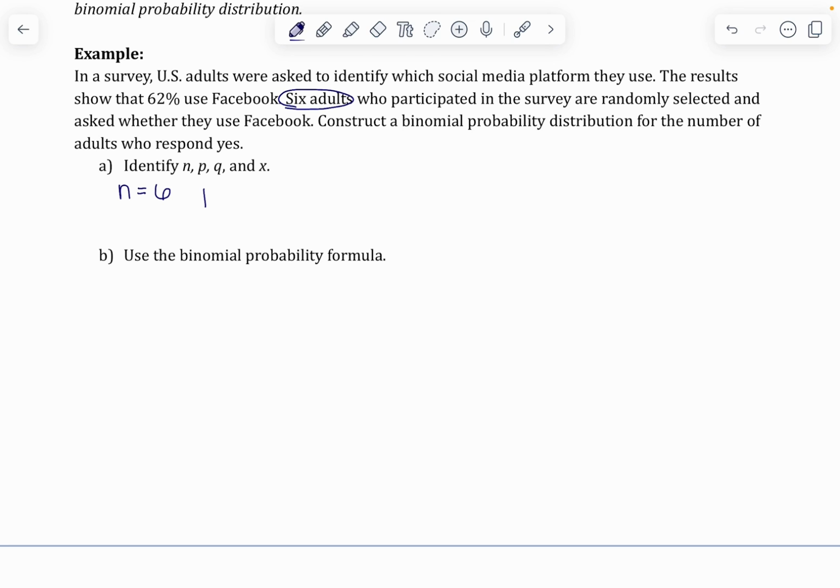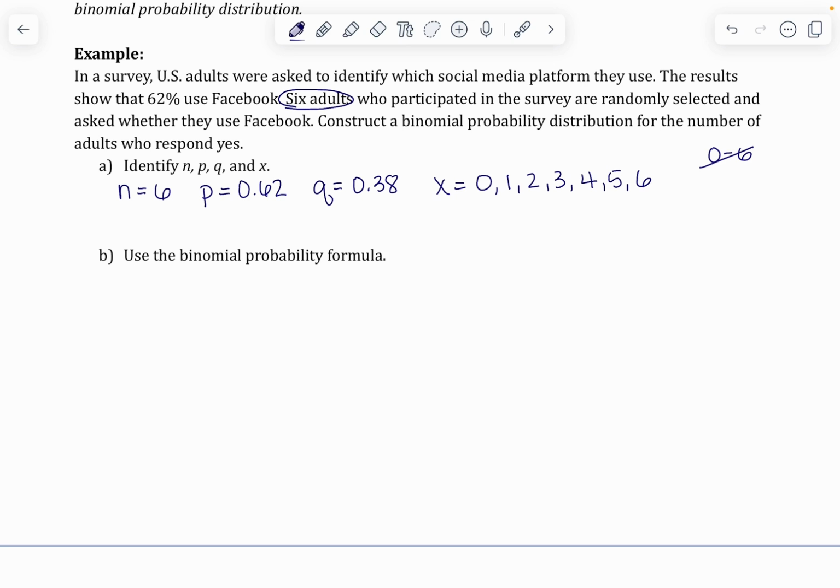Our probability that they said yes was 0.62, or 62%. Q, the complement, so 1 minus 0.62, gives us 0.38. And then we're going to list our X values. Remember, we start at 0, and we list all the way up to N. Yes, you do need to actually list them. If you just write 0 to 6, I'm not going to give you credit for that.